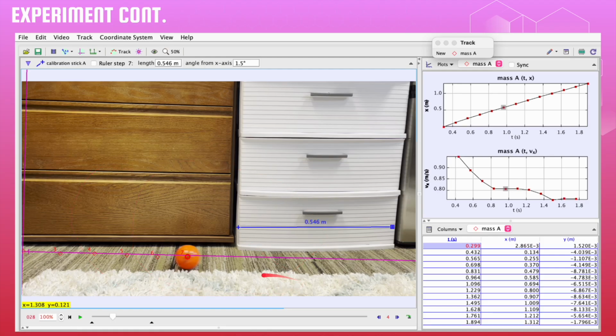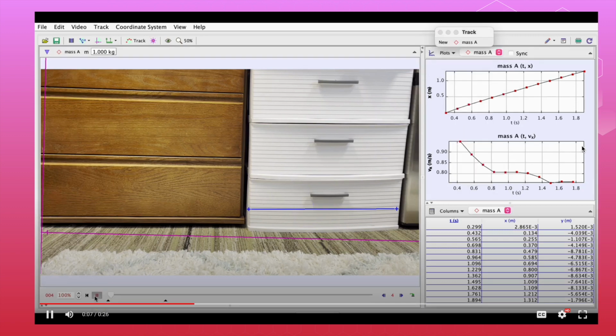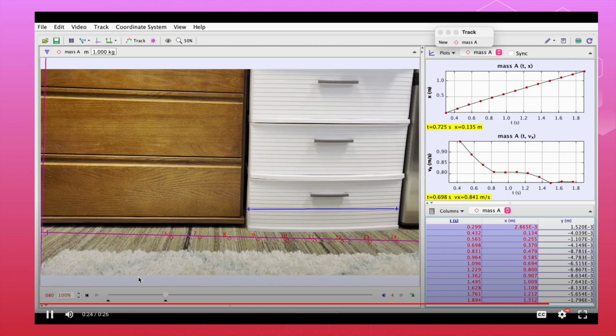Here's what everything looked like in Tracker. And this is me playing out the experiment in Tracker. Over here we have graphs that show the position versus time and velocity versus time. Here's the ball rolling across the screen with each of the data points being plotted per frame. Then you can see over here on the right, I have time and position data points. And these are the data points that I ended up putting into Excel to create a graph.